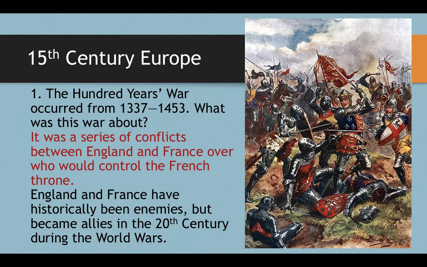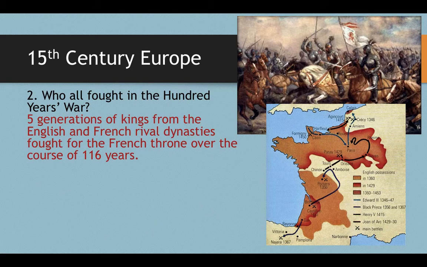But then, all of a sudden, in the 20th century, during the World Wars, they became allies and really have been ever since. So, kind of a turn of events in history there. But at this time, they were definitely enemies, and the 100 Years' War was all about who would control the French throne. So, you have 5 generations of kings from the English and French rival dynasties fighting for the French throne over the course of 116 years, and that became known as the 100 Years' War.